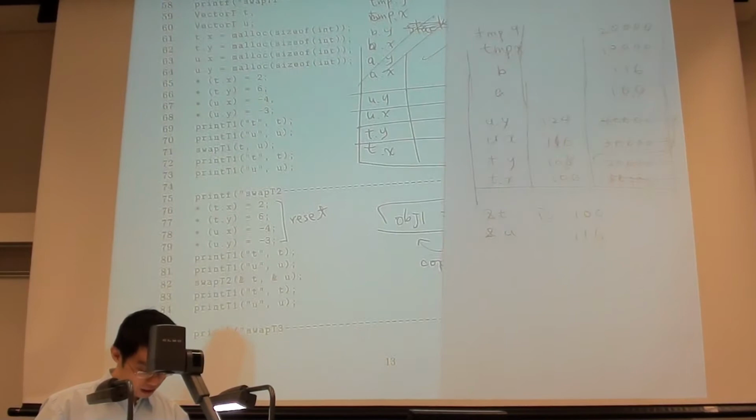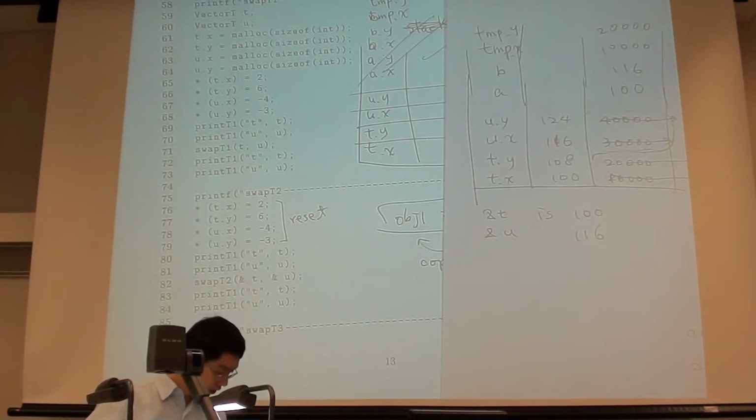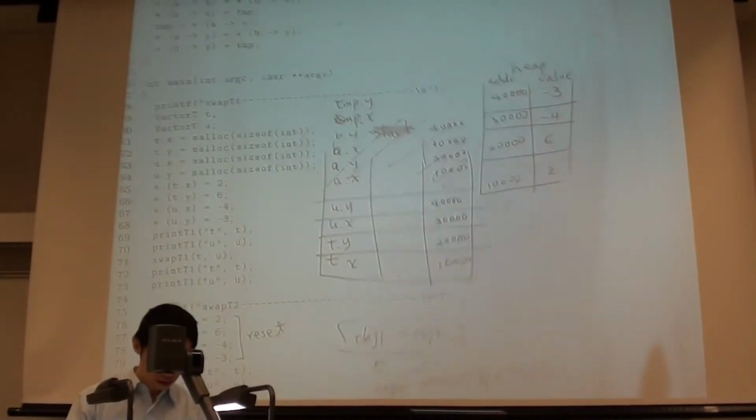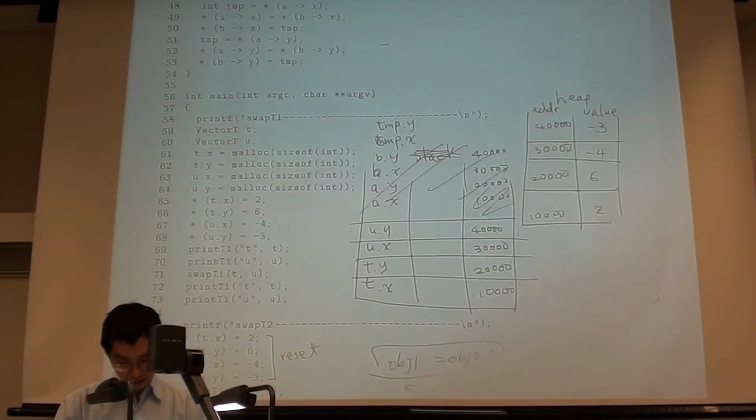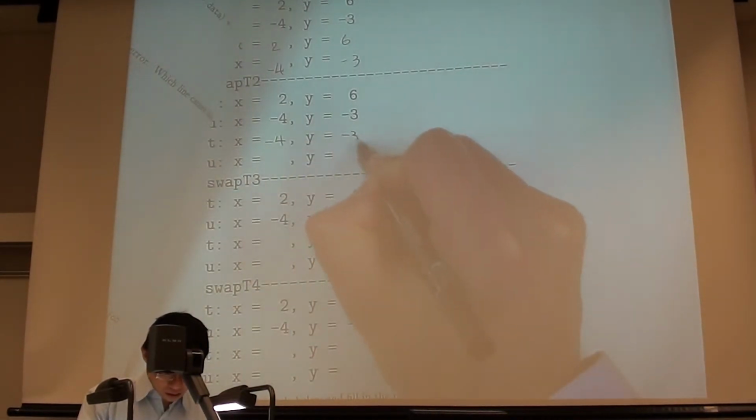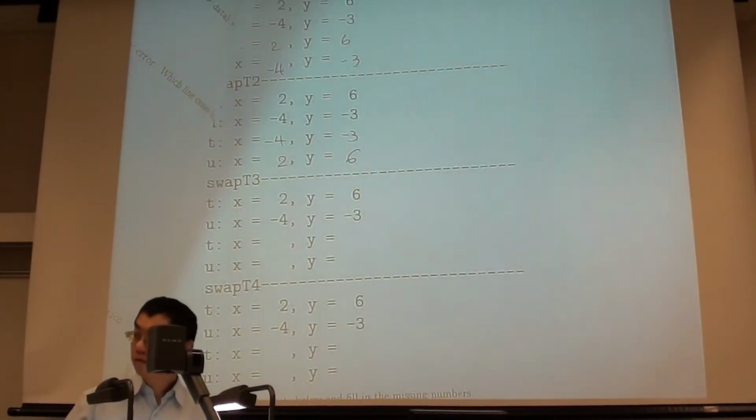So when you print at line 83 and 84, the values have swapped. Therefore, this one will be -4, -3, 2, and 6.